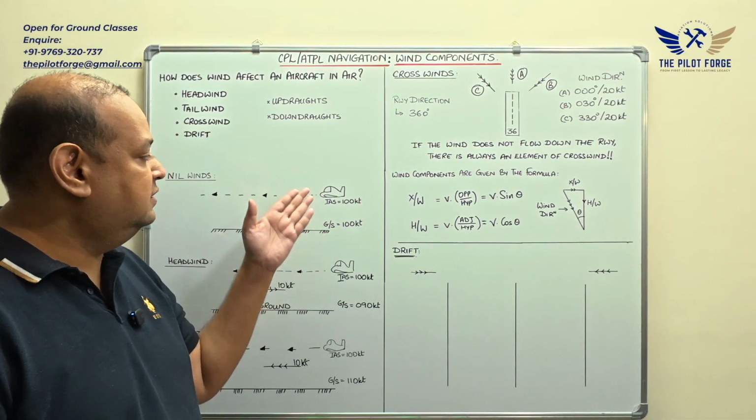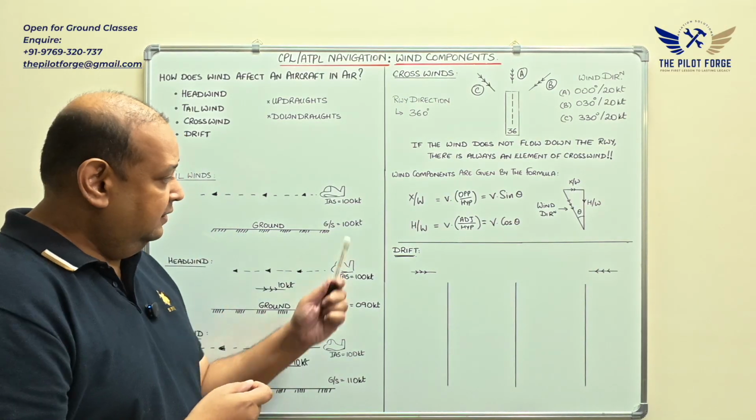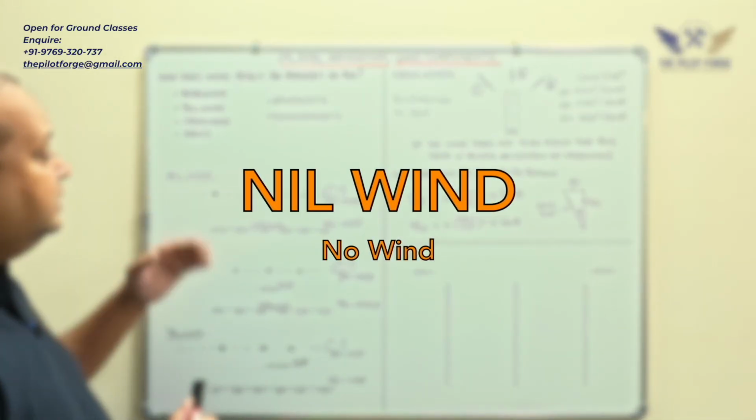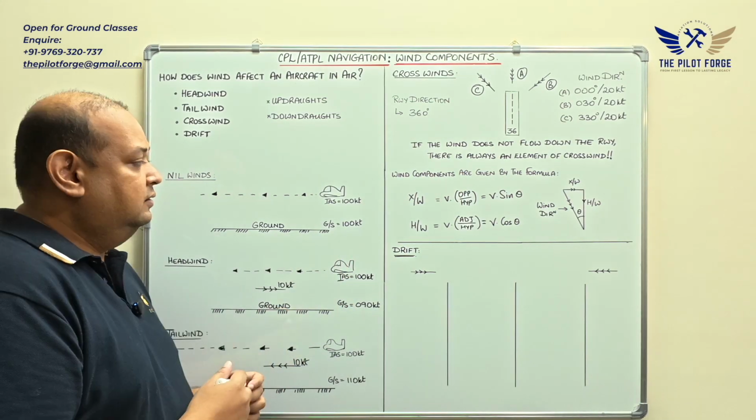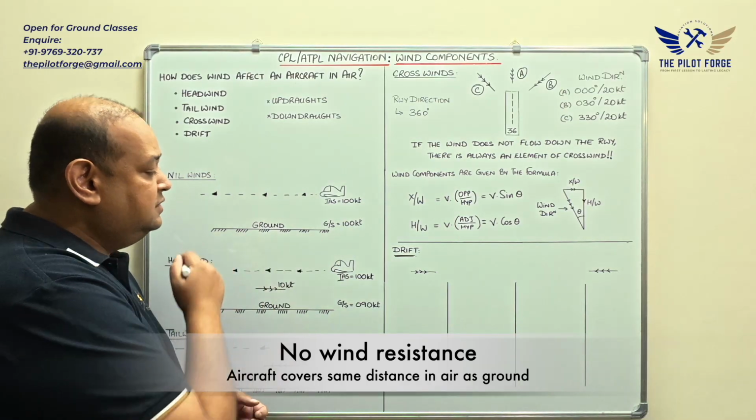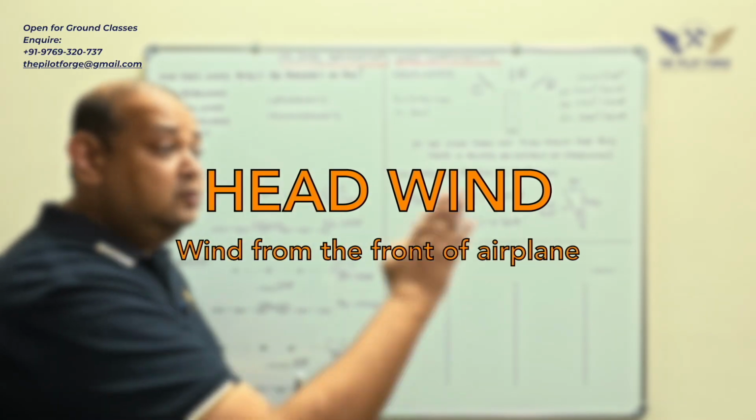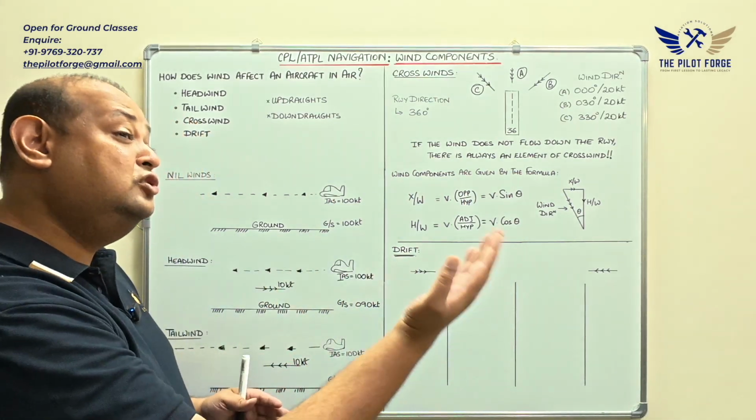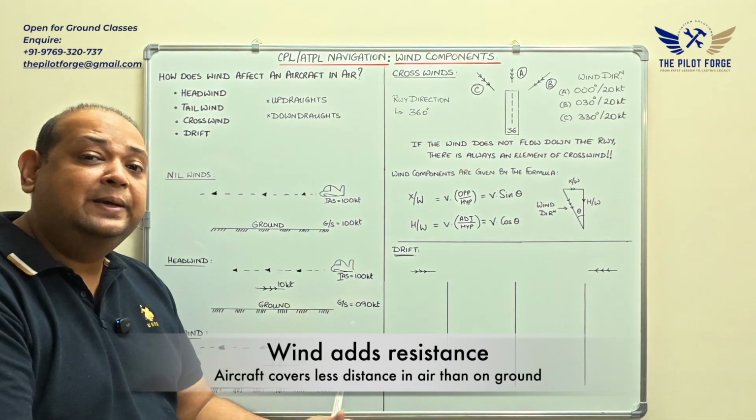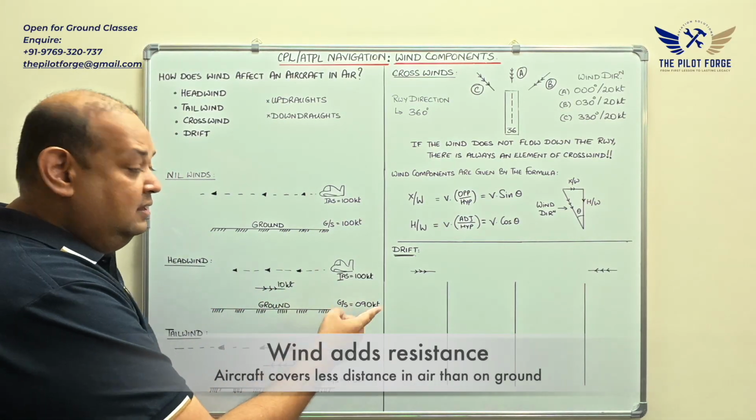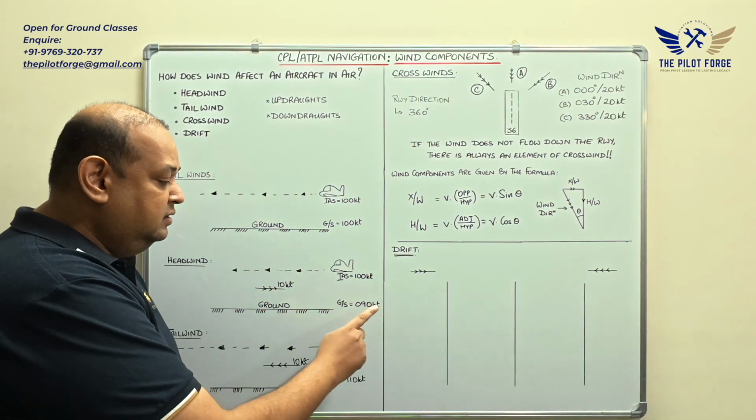Now, what we have here is our nifty little aeroplane traveling from here to here at 100 knots of indicated airspeed. In a nil wind situation, there's no wind, therefore your airspeed and ground speed will be the same. That means that your aircraft will travel 100 nautical miles per hour across the ground. In a headwind situation, the wind is coming from in front of you, so it is going to provide a resistance. It will slow you down. What it does is it takes away from the indicated airspeed. Therefore, your ground speed is less. By how much? Exactly the amount of the wind. So 100 knots minus 10 knots, ground speed is 90 knots.